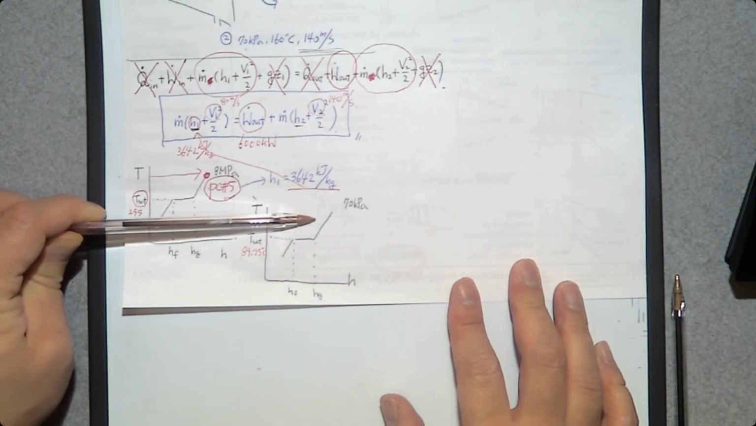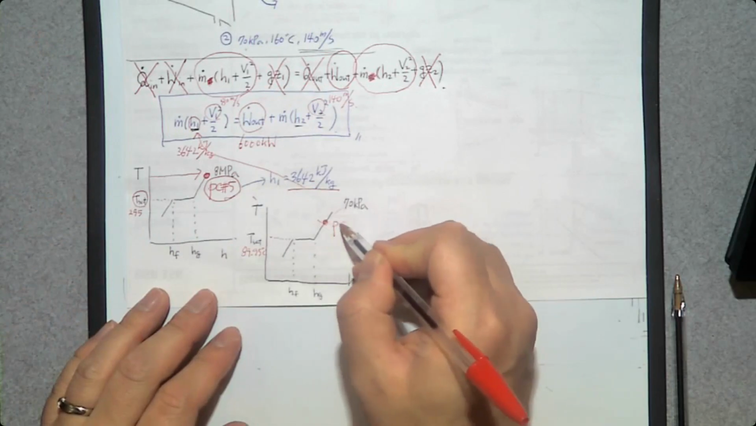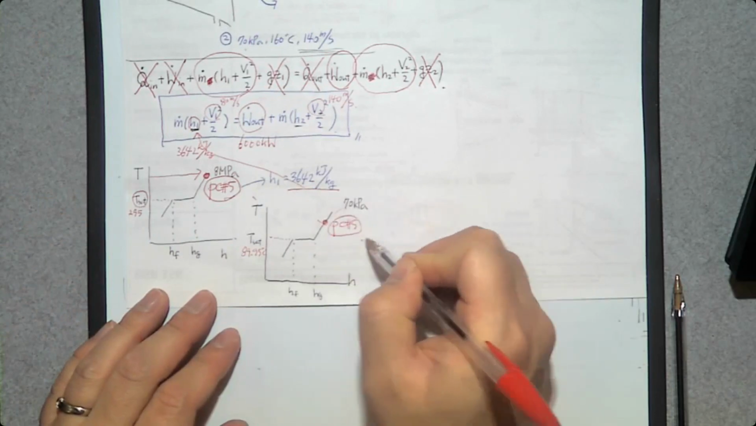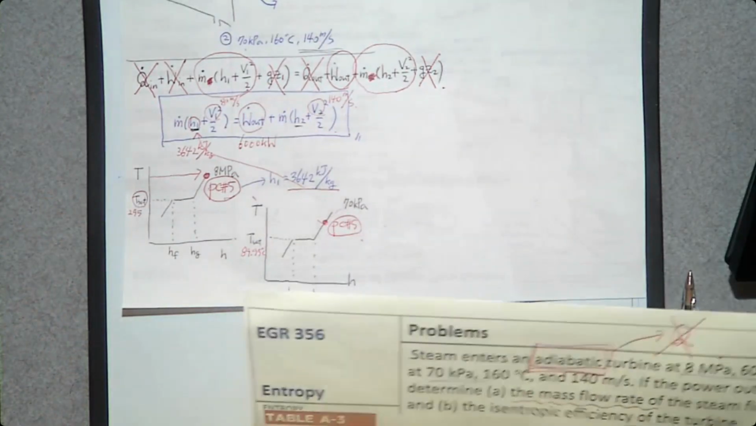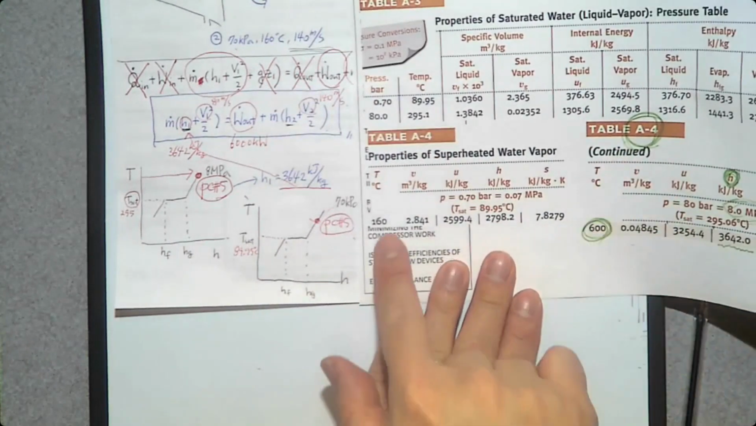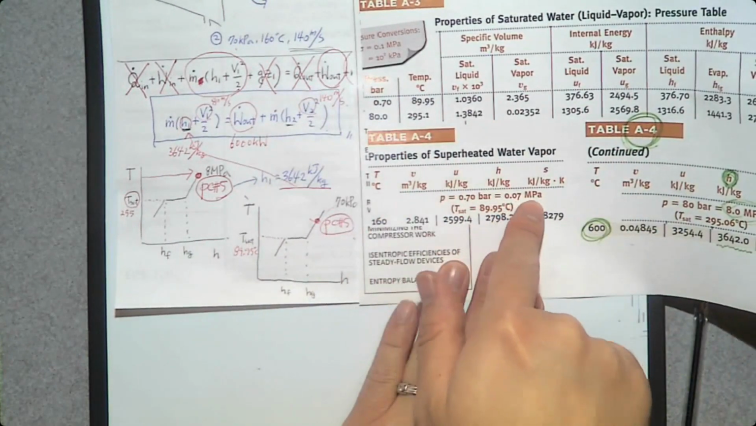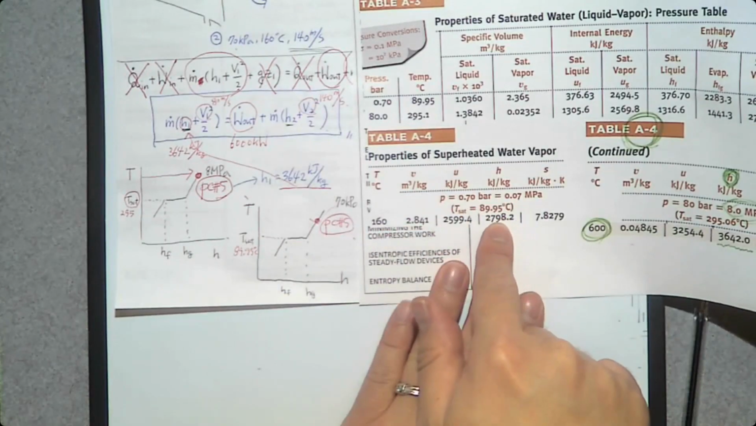So what is the phase change process? Number 5, superheated vapor. This one. Then what is the specific enthalpy of superheated vapor at 70 kilopascal, 160 degrees Celsius? H is going to be 2798.2.